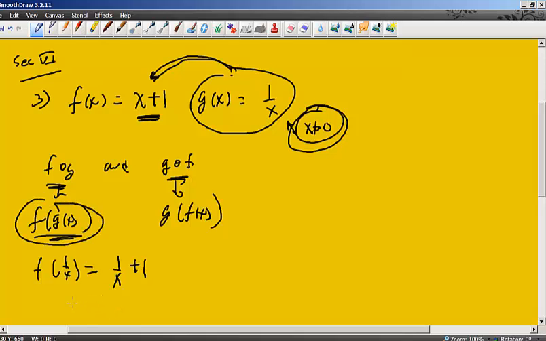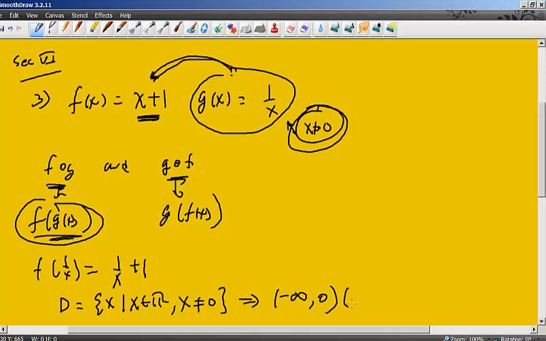So the domain restriction is the set of x such that x is an element of all reals and x cannot equal 0. If you write this in interval notation, you can do that too: negative infinity to 0, union 0 to positive infinity. Either way is fine.